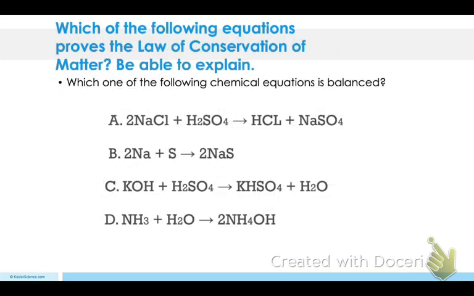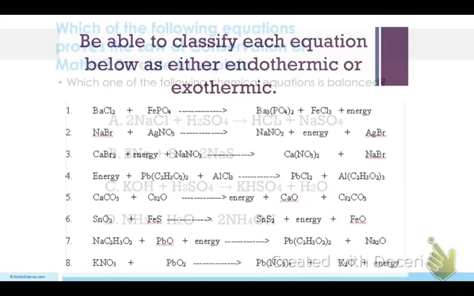Alright, so which of the following equations proves the law of conservation of matter? So be able to explain. For A, B, C, and D, you need to count the total number of atoms of each element on the reactant side and on the product side.